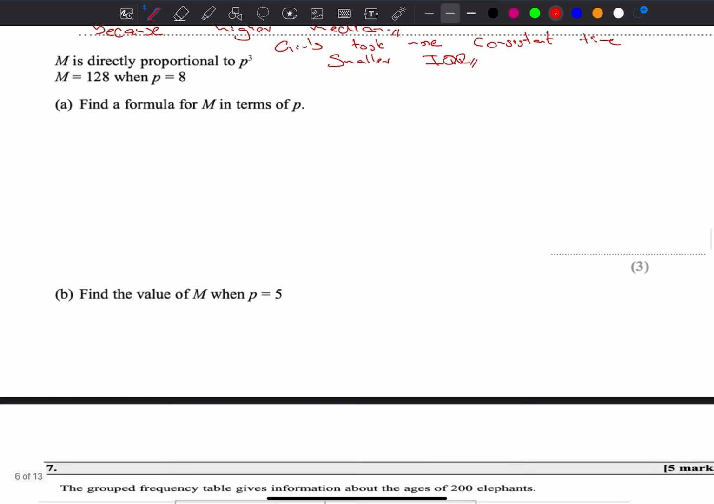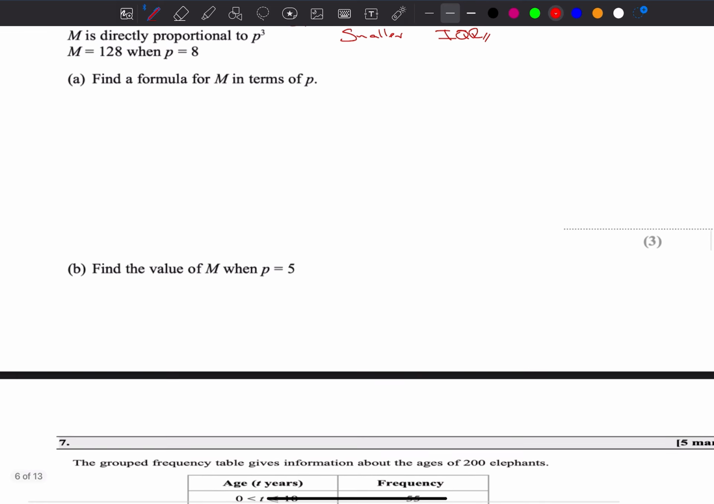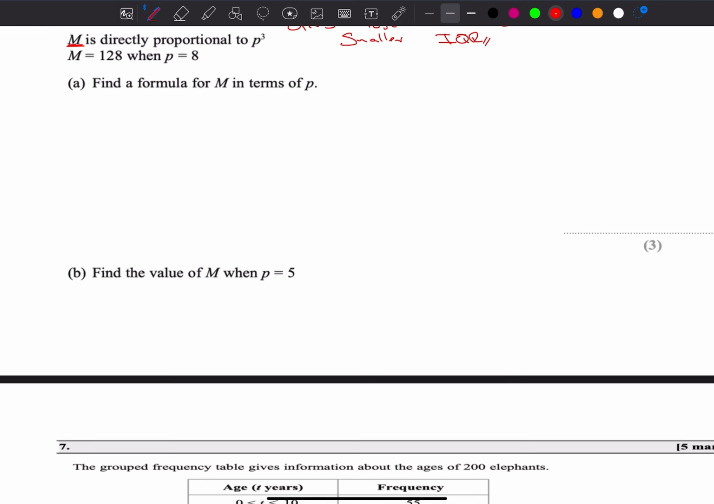Next one, direct and inverse proportion. You should know. M is directly proportional. You start with the letter M. Directly proportional means M equals K times P cubed. M is 128 equals K times P, which is 8 cubed. What's 8 cubed?